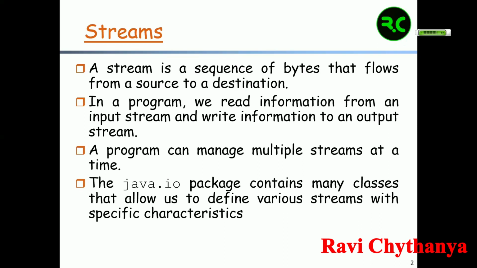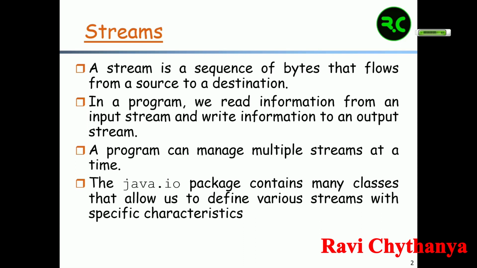In a program, we read information from an input stream and write information to an output stream. In C language also we read from an input stream. There, with the standard input output header file, scanf is the function to read in information from the input stream, like the keyboard, and to write information to an output stream, like a monitor, we have the printf function. We have also seen many other functions like fprintf, fscanf, sscanf, and sprintf in C language.